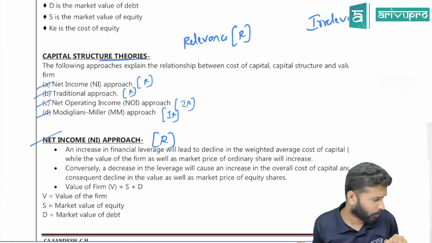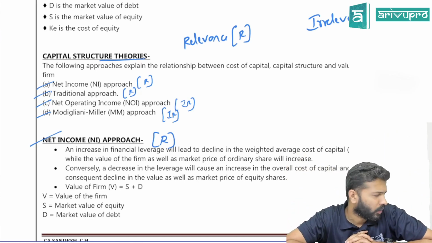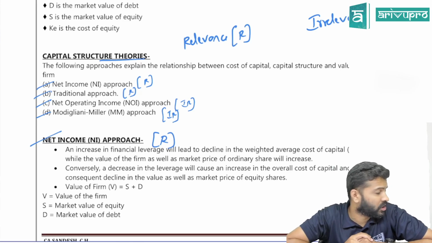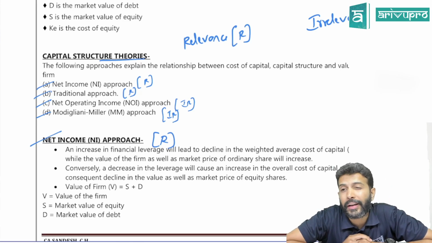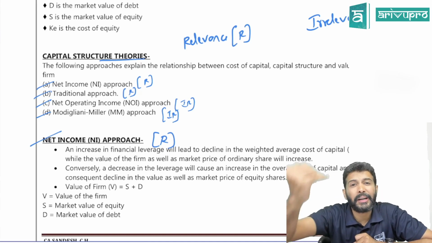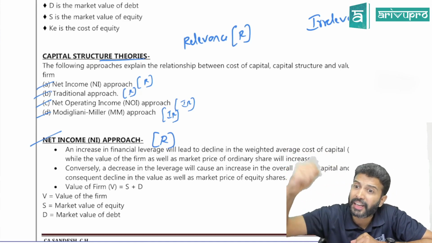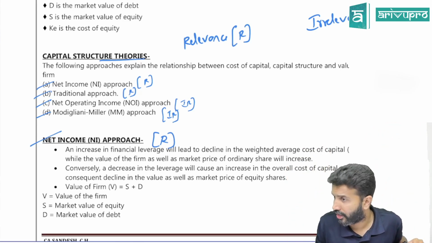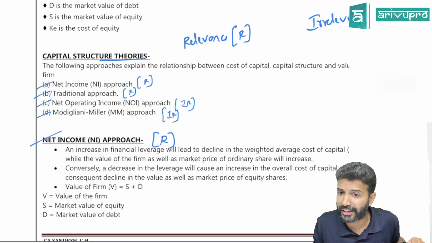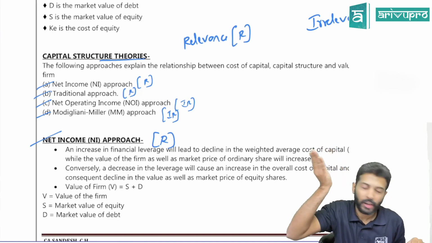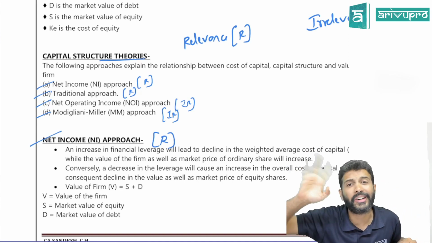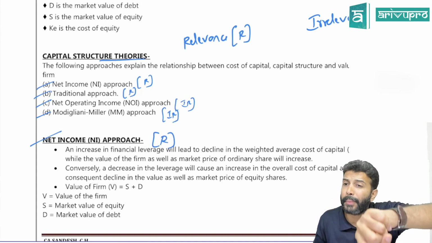Net income approach. Net income approach is saying this. Hey dude, debt is cheaper. We already learned this. Which is a cheaper source of finance, debt or equity? Debt. Because the people who invest in debt are taking less risk, whereas if you invest in equity, you are taking more risk. If you take more risk, you will expect more return, so the cost of equity will be high. Debt holders take a little less risk as compared to equity shareholders.